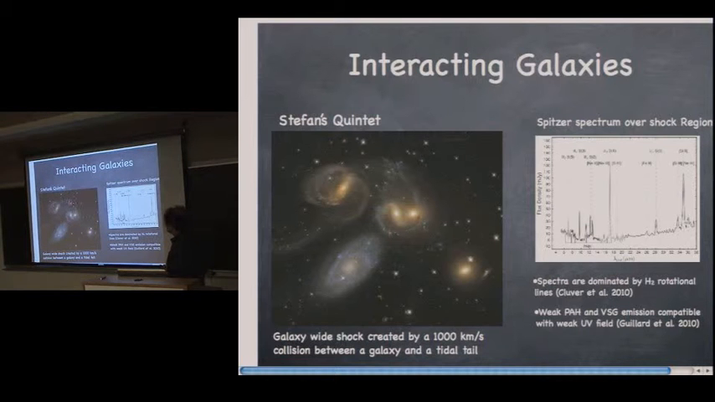So there is a giant shock which has the size of the galaxy, which was first discovered through radio emission and X-ray, because it's a very violent process. And the unexpected and surprising discovery of Spitzer is that this shock, if you make a spectrum, you see the molecular hydrogen lines. So it's again an example where a very violent process, bringing a lot of mechanical energy, is actually producing a lot of molecular hydrogen, and this molecular hydrogen is involved in the dissipation process.